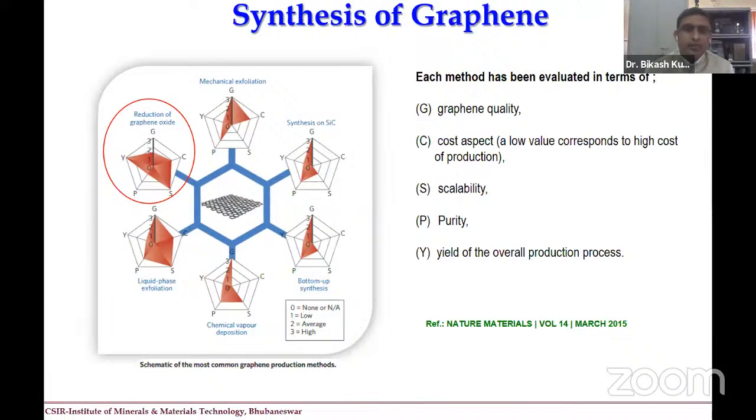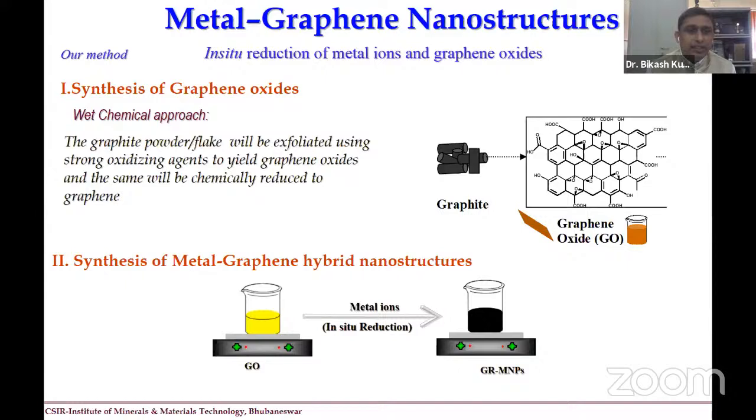Because in this case, the scalability is good and the yield is also good, but the purity and the quality will be somehow compromised. But for this application, there is still conductivity and the surface area is quite good, so there is no issue. So then we adopted the reduction of graphene oxide method for getting the graphene.